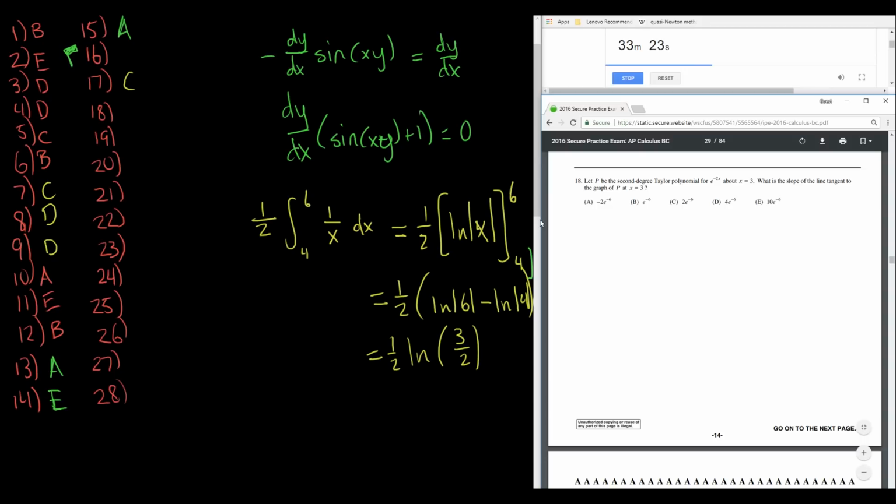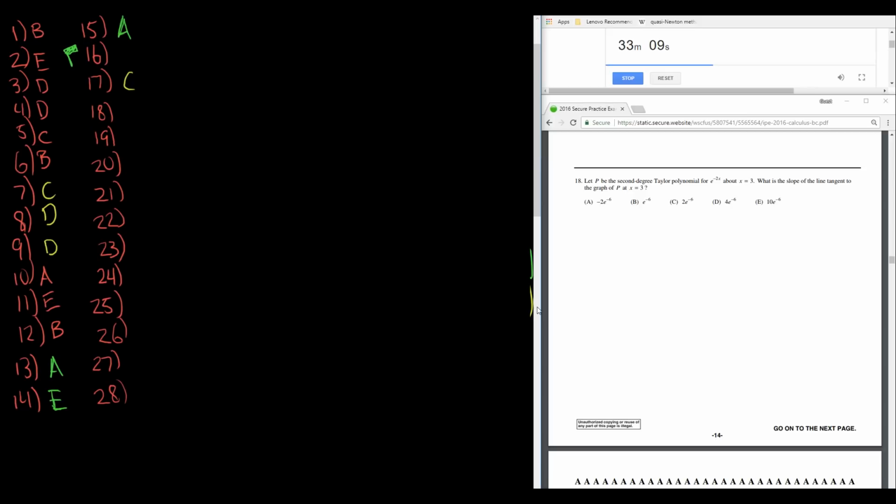Okay, so does being the second degree Taylor polynomial matter in this case? I don't think so, because the first derivative is going to be the same regardless. So that might just be a red herring there. About x equals 3. Okay, what is the slope at x equals 3?